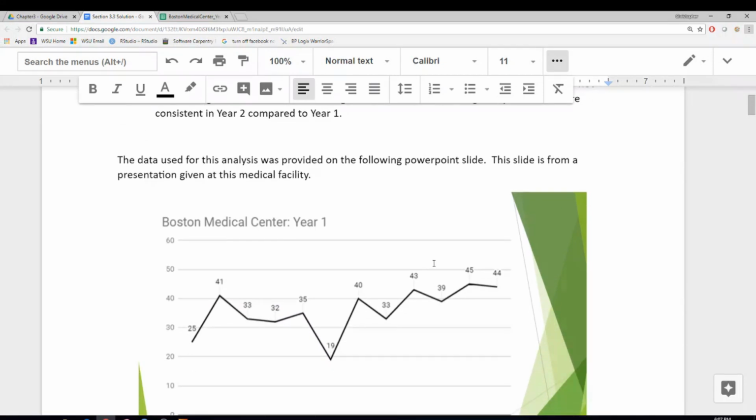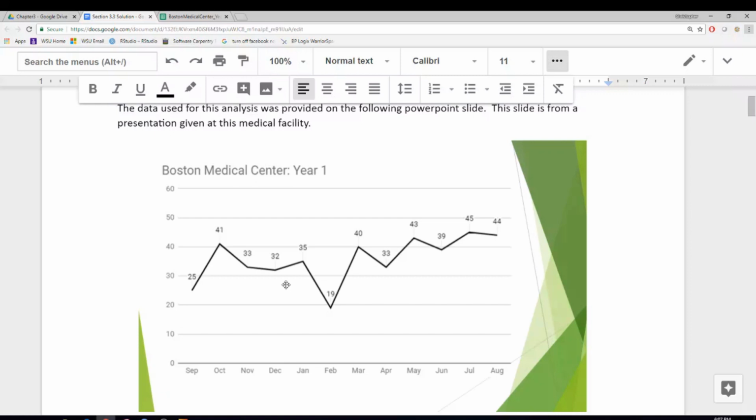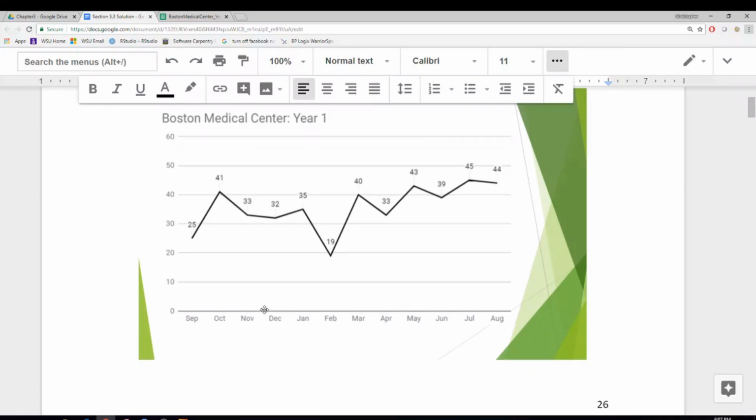So let us consider the data for year 1. This data was actually provided on a PowerPoint slide here. So we're going to need to take this data and pull it into our spreadsheet in order to conduct the analysis. Now we can see that the chart here starts in September. There were a total of 25 elective surgeries here in September. And then it jumped up to 41 in October, came back down to 33 in November, and then proceeded here throughout the remaining rest of that year.